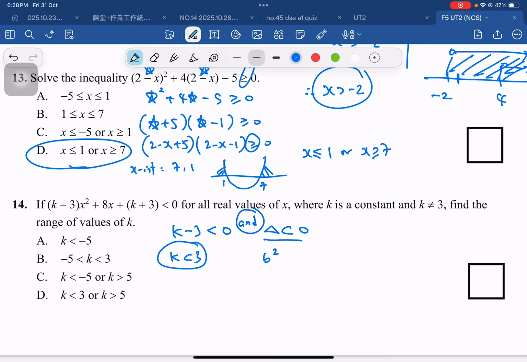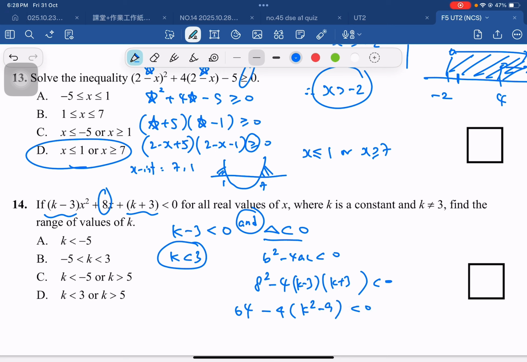So delta is going to be b squared minus 4ac. And then b is our 8. So 8 squared minus 4 times a. The a is k minus 3. And then the c is k plus 3. So now we have 64 minus 4 times k squared minus 9, smaller than 0. Then I expand the bracket. I have something like this.